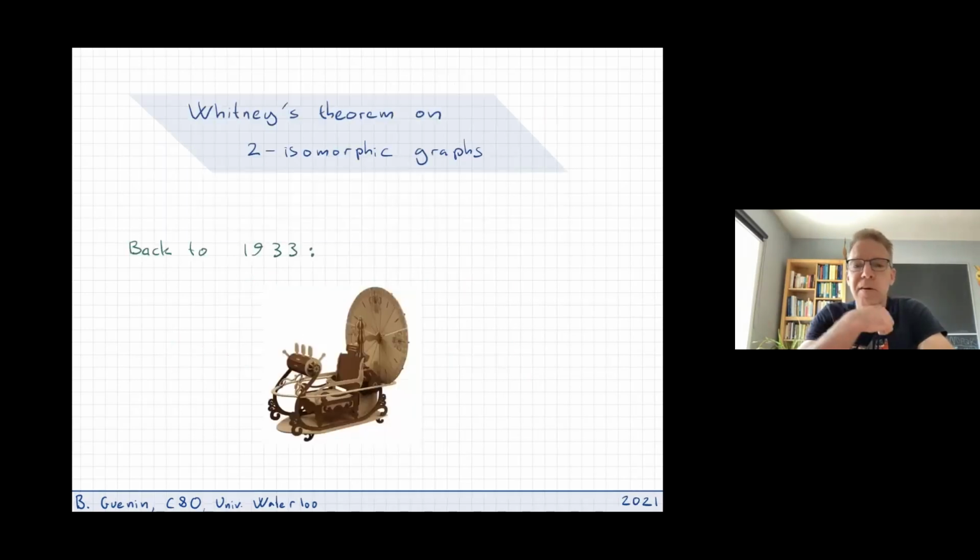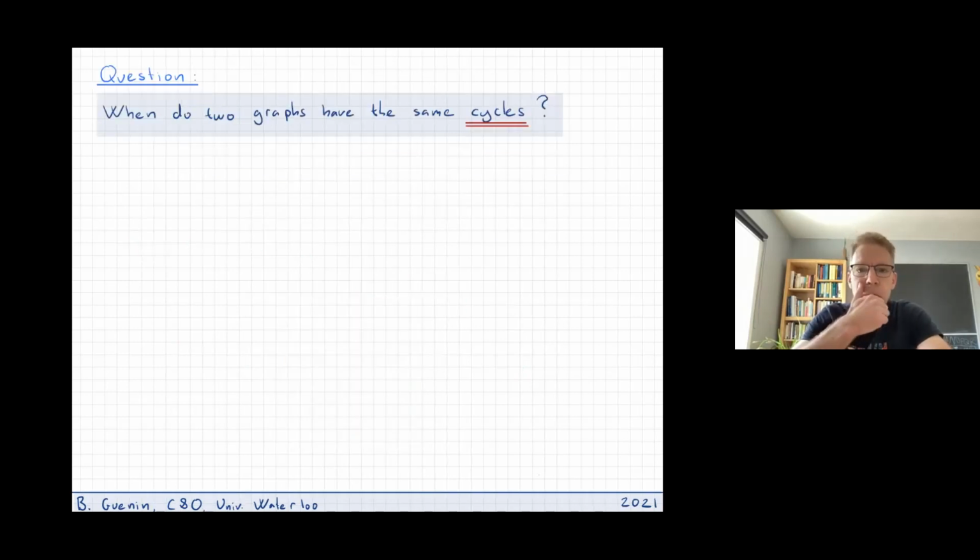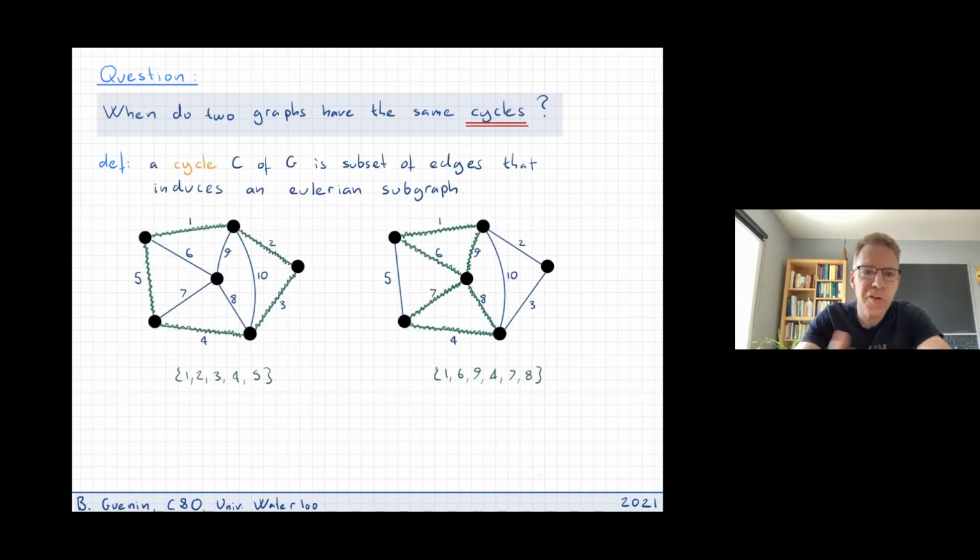So let's use our time machine and go back to the 1930s. Whitney asked the following question. If I give you two graphs, when is it that two graphs have the same cycles? I should be explicit about what I mean by the same cycles. First, we're looking at edge-labeled graphs. And a cycle for us is going to be a subset of the edges that induces an Eulerian subgraph.